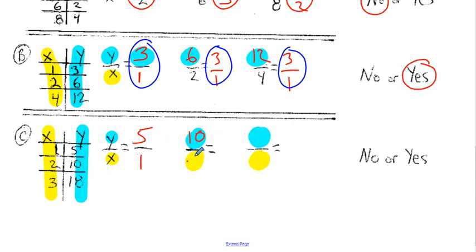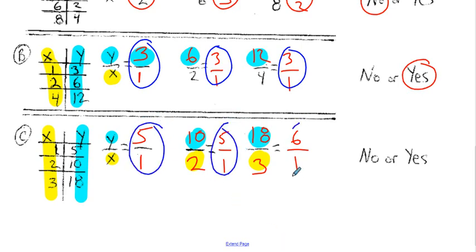All right, the next one, let's see, 5 over 1. Next, 10 over 2. And the last one, 18 over 3. Question is, are they all equal to each other? Are they proportional? 10 over 2 is the same as 5 over 1. And 18 over 3, well, 3 goes into 18 6 times. That's 6 over 1. So we have 5 over 1, 5 over 1, and 6 over 1. They're not the same. They're not equivalent. Therefore, no, it is not proportional.